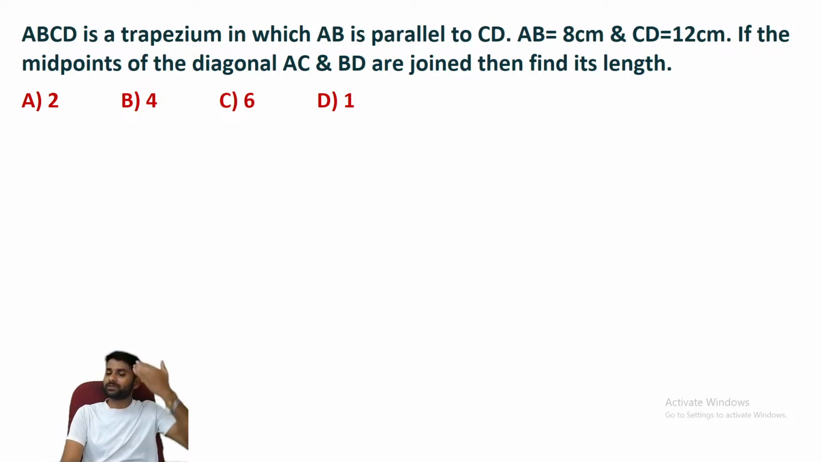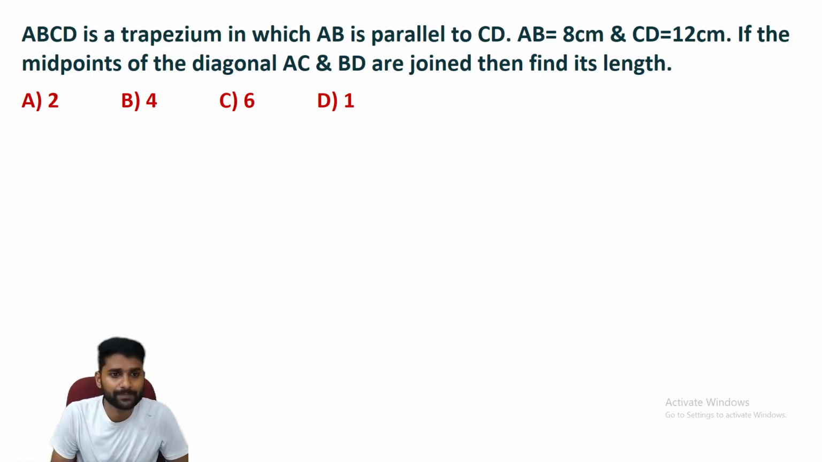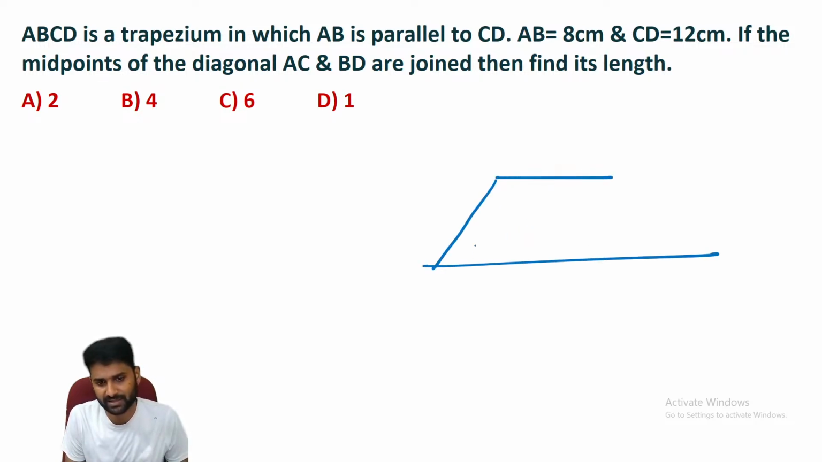Let's see this trapezium concept. ABCD is a trapezium and AB is parallel to CD. And you already know that AB is the smaller side, CD is the larger side. It is a trapezium, A, B, C, D. They mentioned that the length of AB is 8 centimeters, and the length of CD is 12 centimeters.